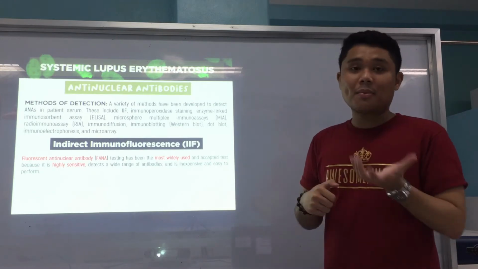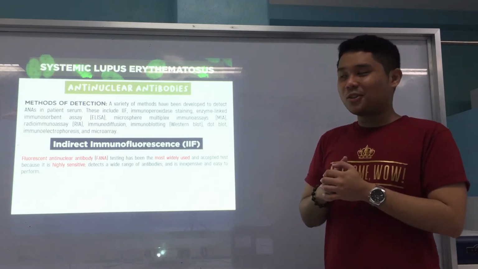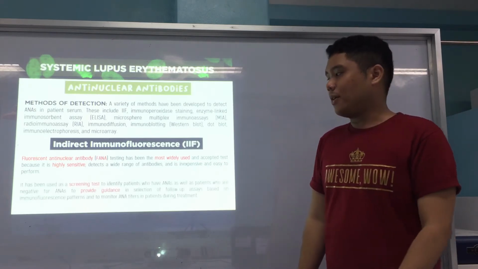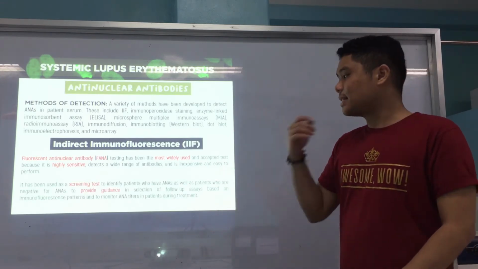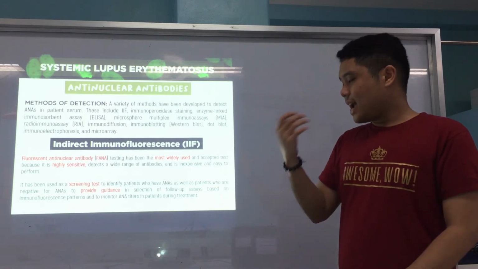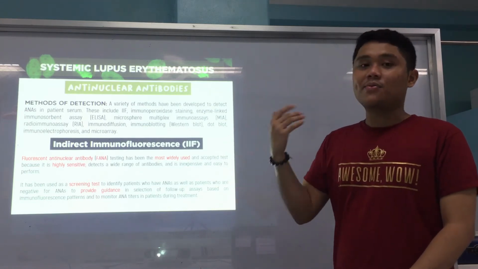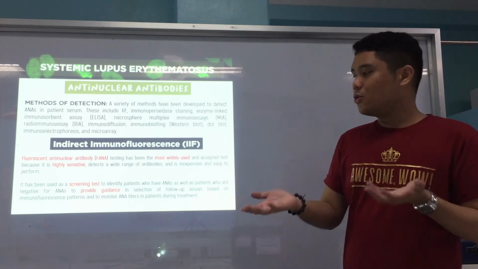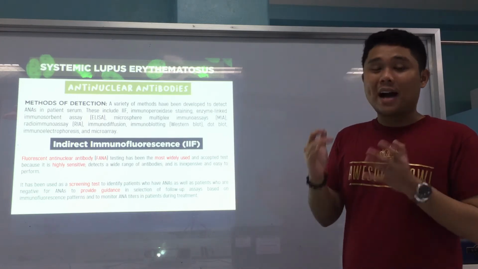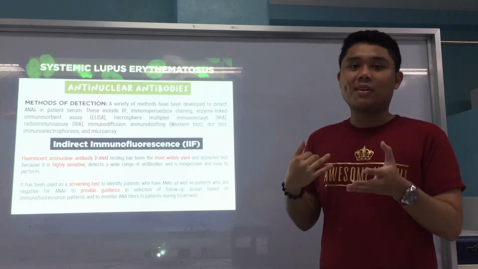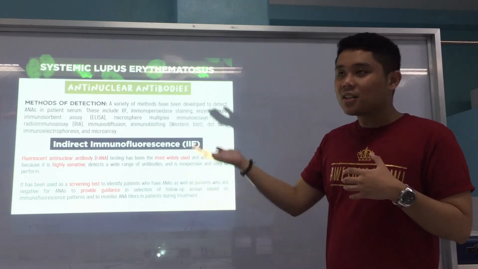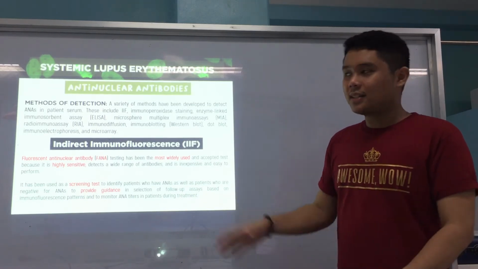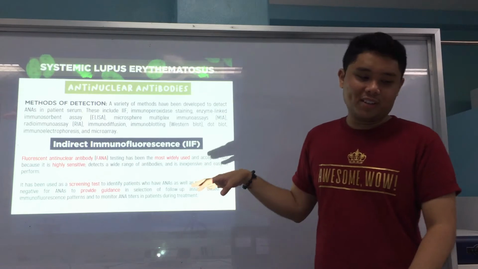And this comes out in the boards. It can also detect a wide range of antibodies. It's inexpensive and easy to perform. It's used as a screening test to identify patients who have ANAs as well as patients who are negative for ANAs, to provide guidance on what to do next, on the follow-up assays that need to be performed if you are ANA negative on your FANA. This is really the test that is important in detection of ANA, and this comes out in the boards.